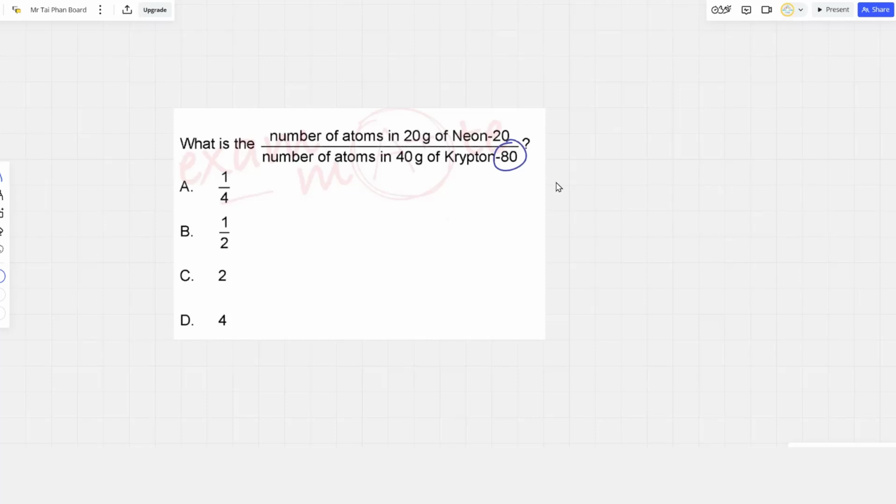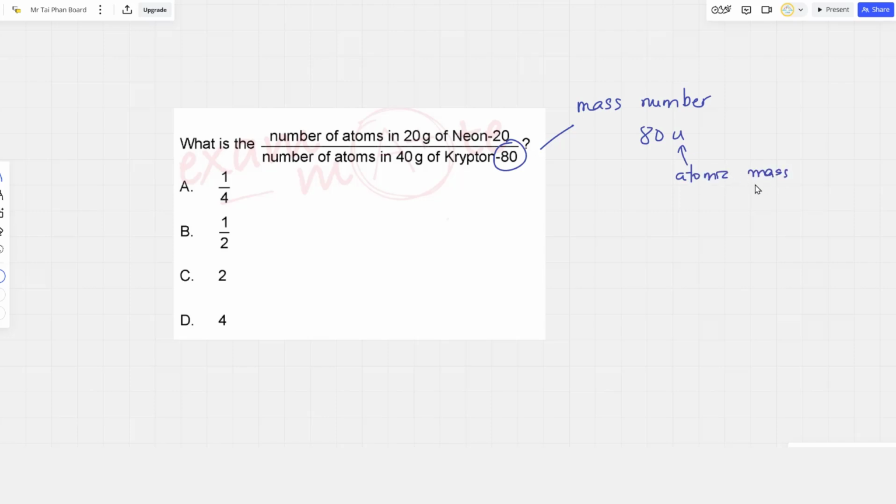Okay, the number 80 here has two meanings. It's called the mass number, which means the mass of one single atom of krypton, which is 80, not kilograms, but U. This U is called the atomic mass, and the value is given in the booklet.